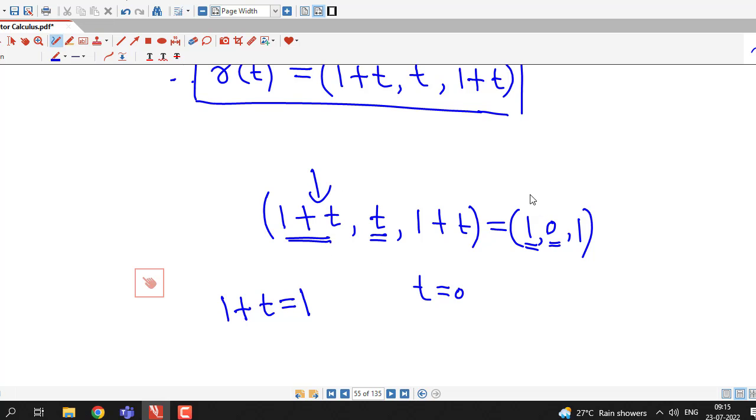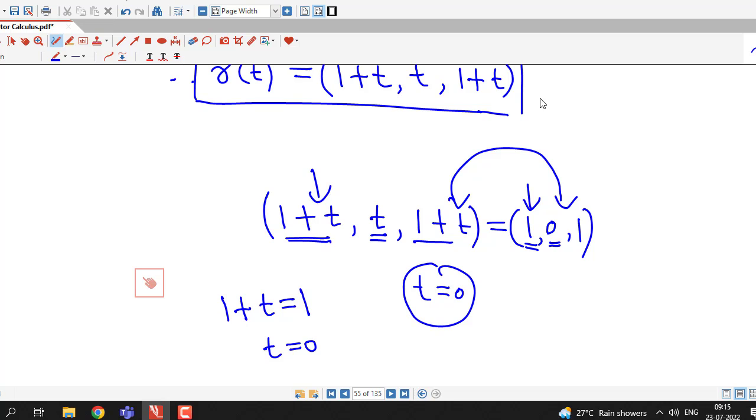Suppose we compare first components, or x components, we will have 1 plus t equal to 1, that will also give me t equal to 0. Similarly, if we compare last components, then also we obtain t equal to 0. So t equal to 0 is the point corresponding to first point A.